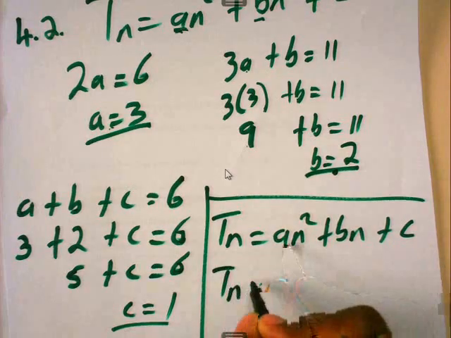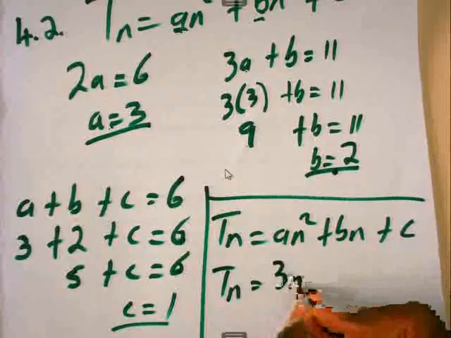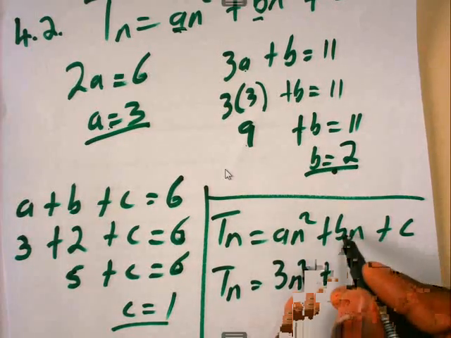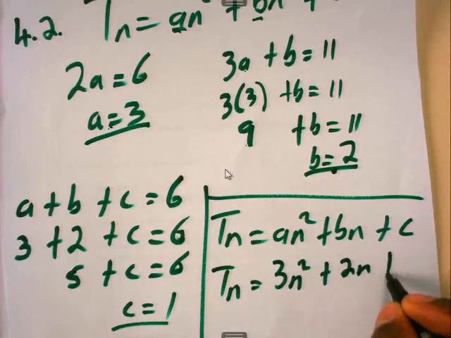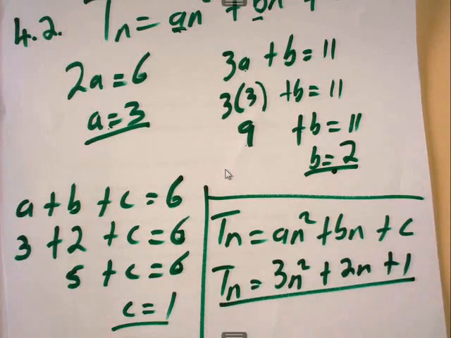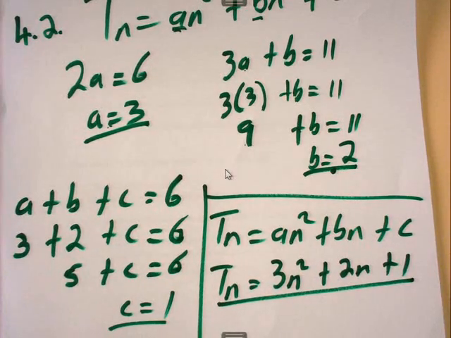Tn, what is the value of a? a is 3, so 3n squared. What is the value of b? Our b here is 2, so 2n. Our c here is 1. This is the nth term of the quadratic number pattern: Tn is equal to 3n squared plus 2n plus 1.